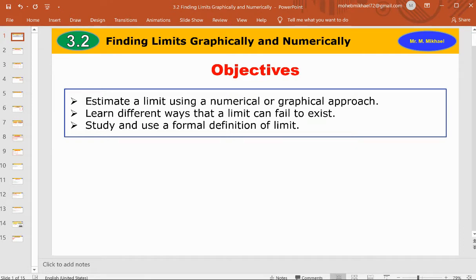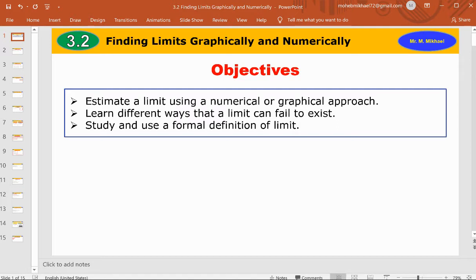Hello everyone, welcome to section 3.2, Finding Limits Graphically and Numerically. In section 3.1, you studied the difference between pre-calculus and calculus, and you learned that the limit process is necessary to understand many applications of calculus. In this section, we are going to focus on finding limits using two methods, graphically and numerically.